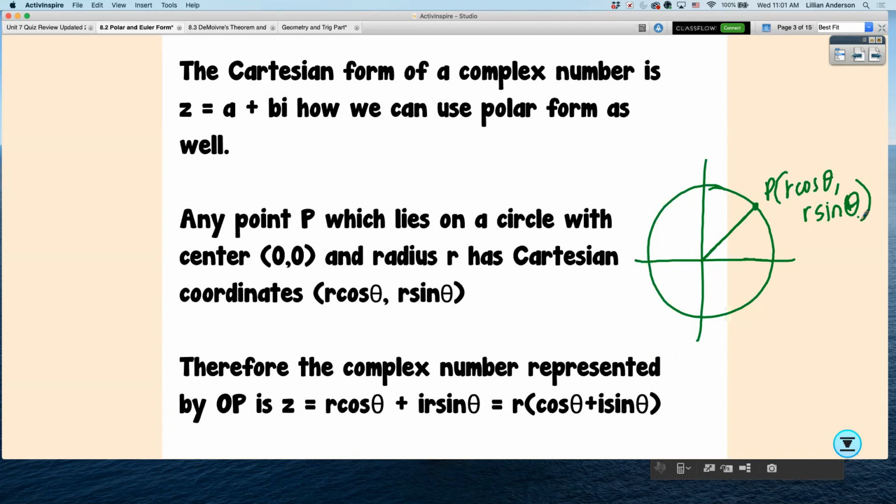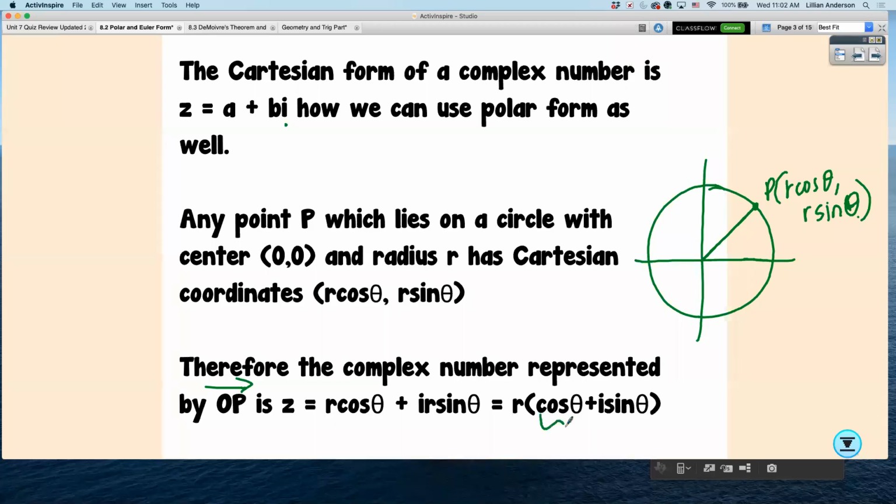Therefore, a complex number that's represented by the vector OP can be written as z equals r cosine theta plus i r sine theta, that i being the imaginary i from back up here. This can also be written with the r factored out in these two different ways. This is polar form.